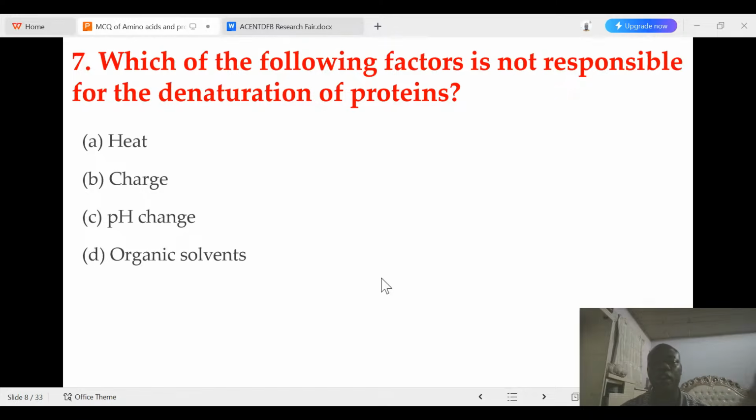Write the question and the answer. What is the question, please? I'm waiting for your answer. Question 7. What is the answer?